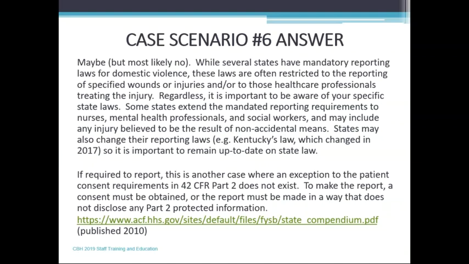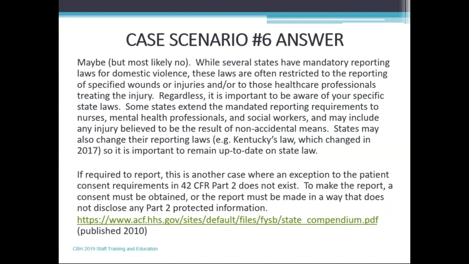The other reason why it's really important to be up to date on what your state law is, is because state laws can change. Kentucky is a great example of this. They just had a law that changed in 2017. So it's really important that you're keeping up to date on this as well. Kentucky is an example where there were some mandates for mental health professionals to report, and now that's been changed to a mandate to provide education and provide resources instead.